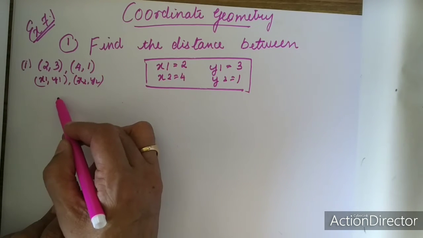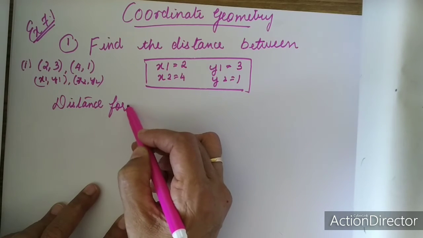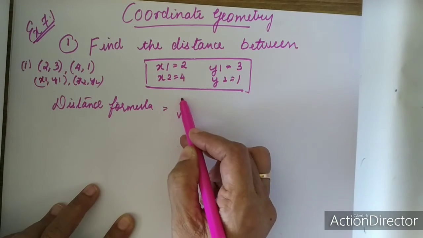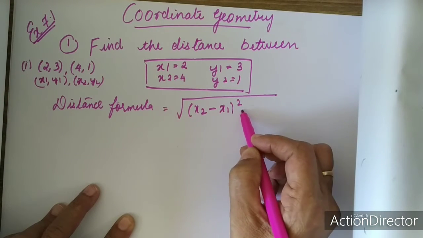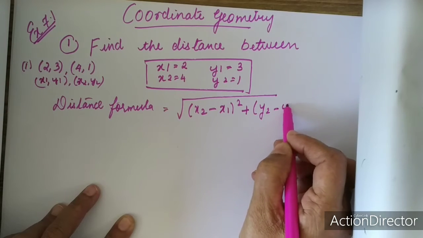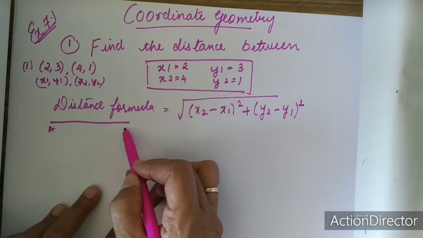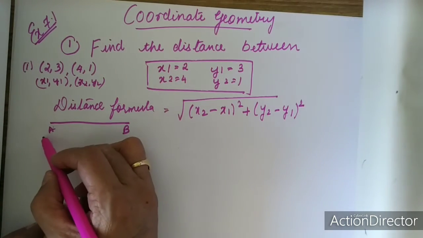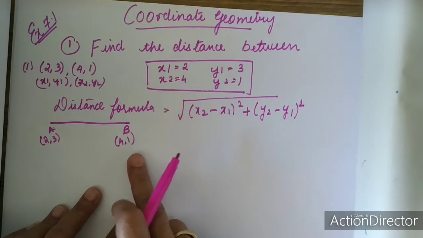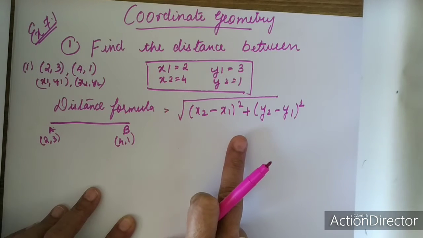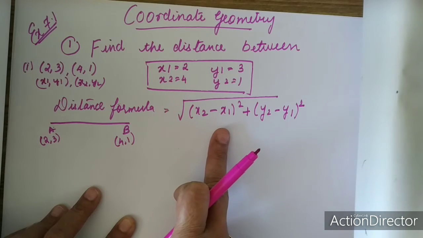So what is the distance formula? First you write the distance formula. Distance formula is equal to under root of x2 minus x1 whole square plus y2 minus y1 whole square. So we are asked to find the distance between A and B. This formula is used. Let us assume this point A is 2, 3 and point B is 4, 1. So we are using this formula, x2 minus x1 whole square plus y2 minus y1 whole square. This we derived already in the last session.